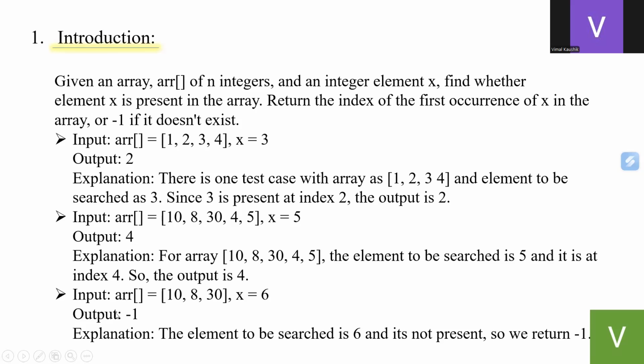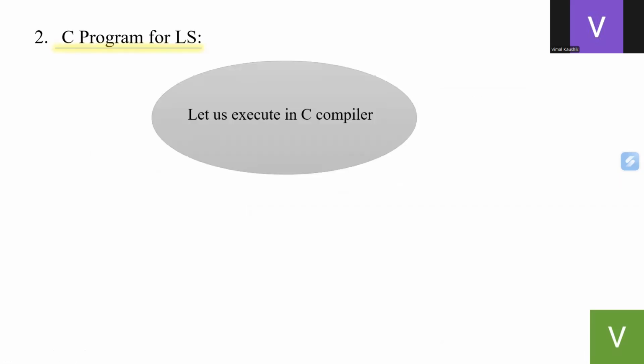Similarly, let us observe another example. Here let us consider an array of 3 elements and the target element is 6. So now 6 is compared with the first element, similarly the second element and the third element. Here we can observe that the value 6 is not present in the array. So we will return the output as -1. So this is the basic approach of linear search. Now let us execute a simple C program in the C compiler.